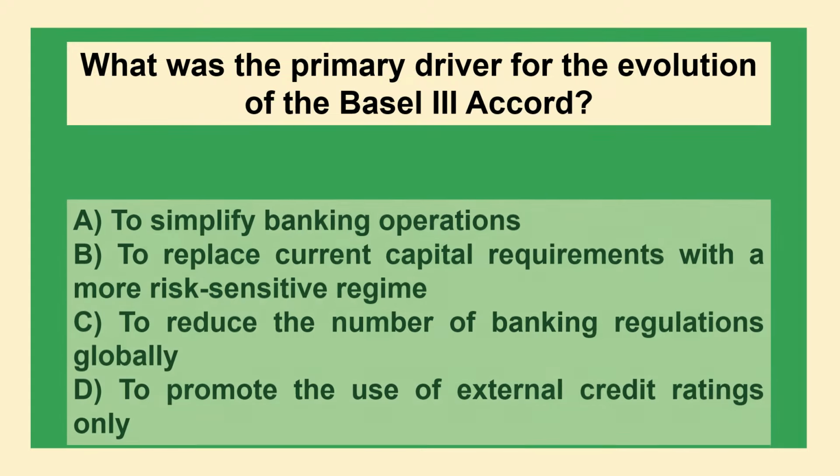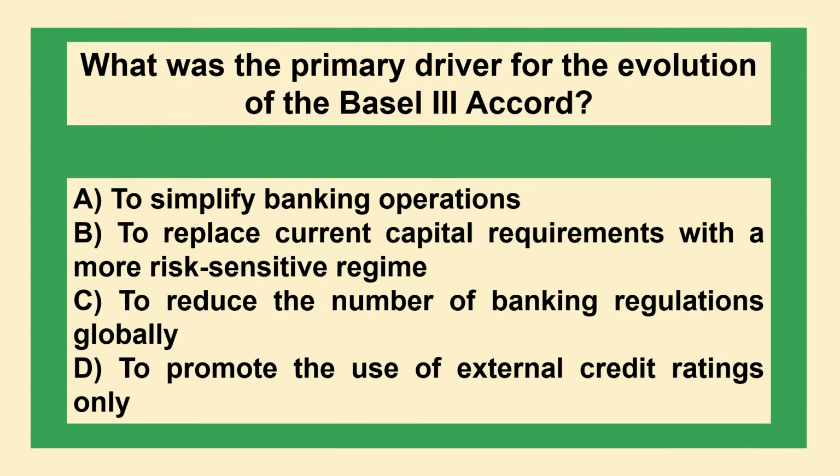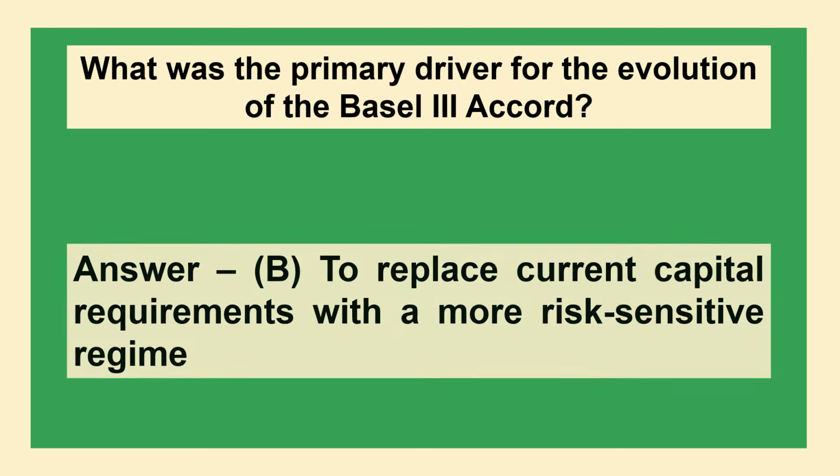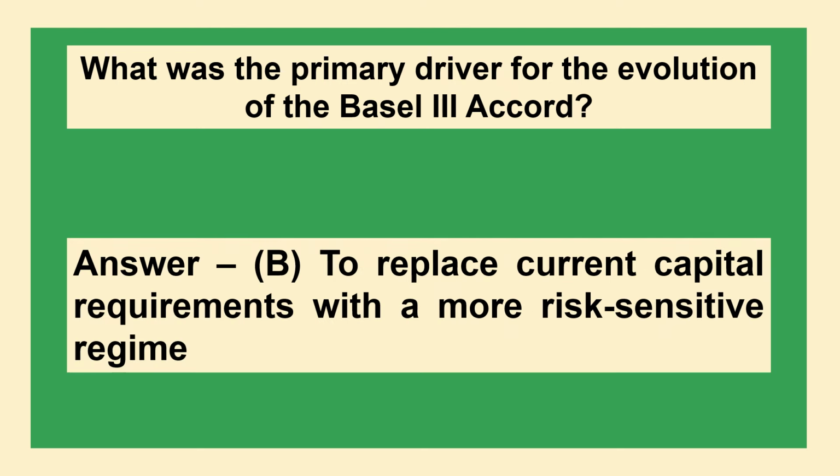The first question is, what was the primary driver for the evolution of the Basel III Accord? Option A, to simplify banking operations. Option B, to replace current capital requirements with a more risk sensitive regime. Option C, to reduce the number of banking regulations globally. Option D, to promote the use of external credit ratings only. And the correct answer is option B, to replace current capital requirements with a more risk sensitive regime.